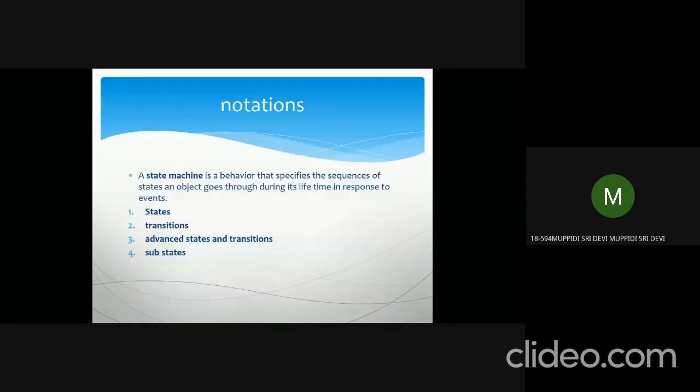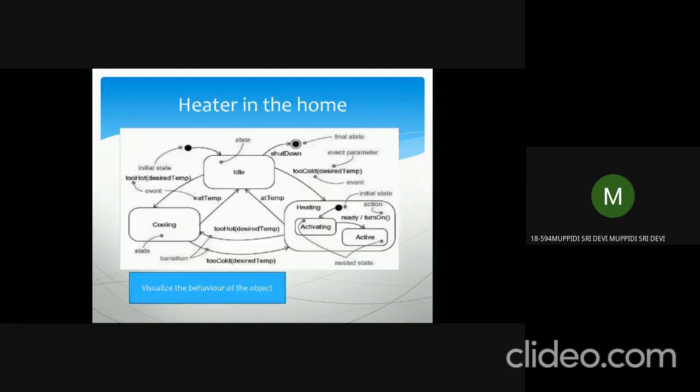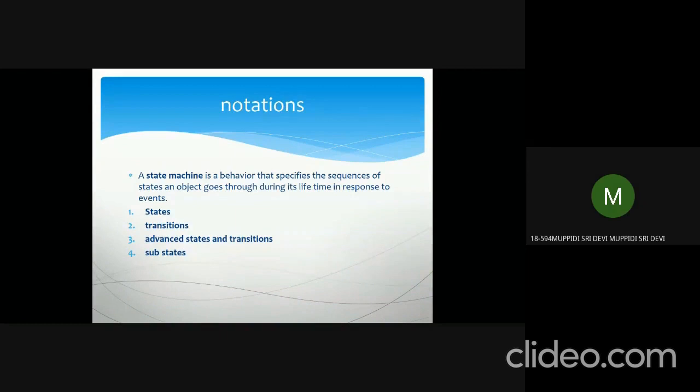So what is a state machine? It is a sequence of states of an individual object. If you see here, there are certain states of the object heater: the idle state, cooling state, and heating state. That's why this is a state machine. These are all the features.